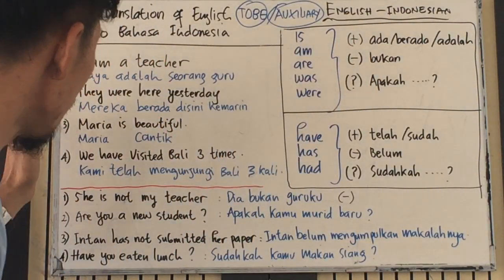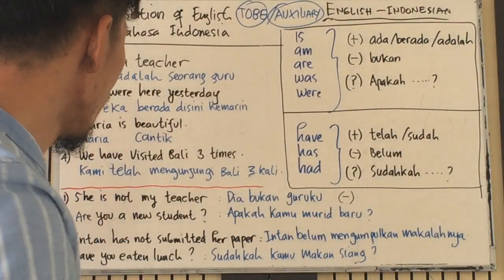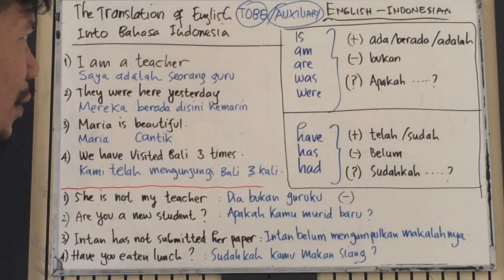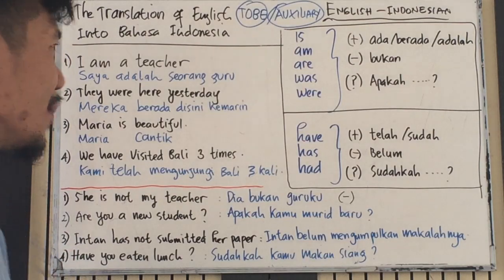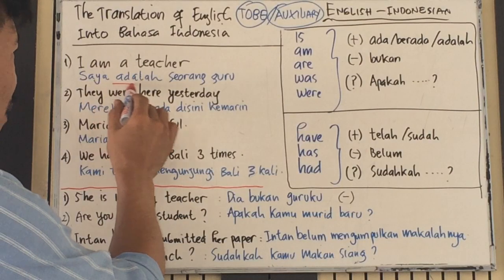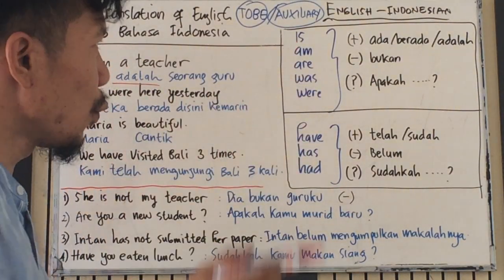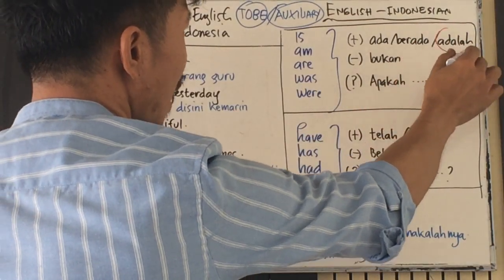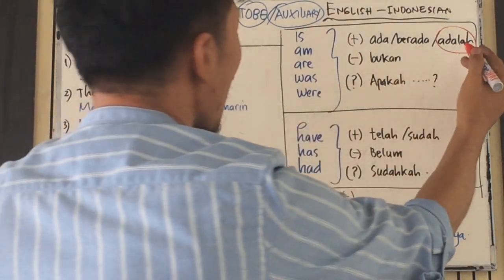So I make here four examples: three using to be, and one using have, has, had. Number 1: I am a teacher. Saya adalah seorang guru. The to be is, am, are, was, were we translate into adalah if in front of the to be is a noun.